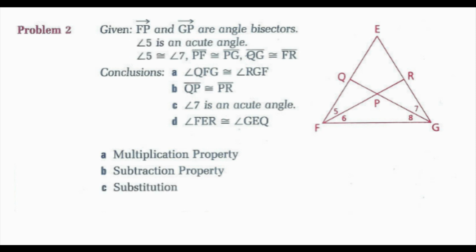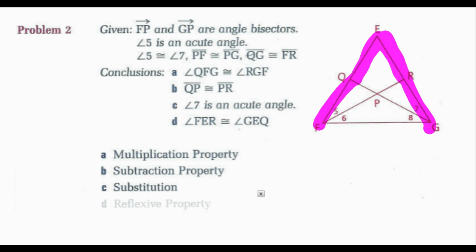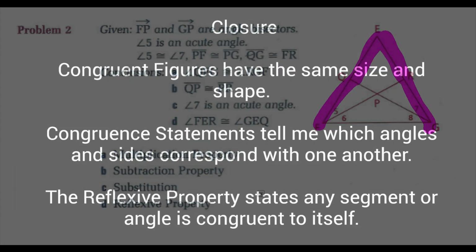Then looking at part D, I have angle FER is congruent to angle GEQ. So this angle is congruent to this angle. Notice that they are overlapping triangles and they share that same angle. So this would be the reflexive property because it's a shared angle.